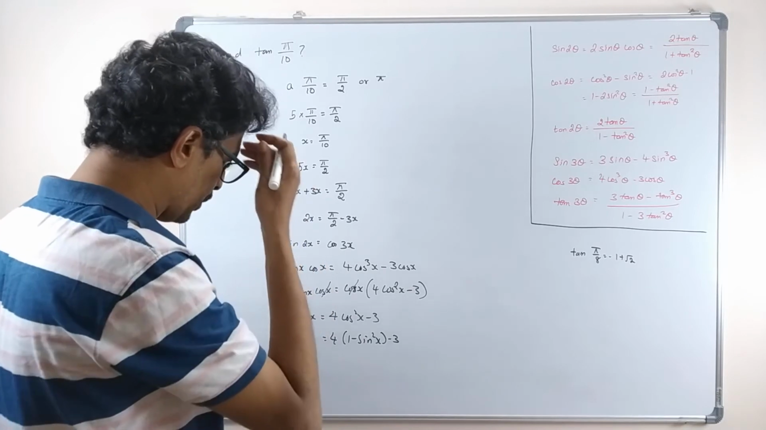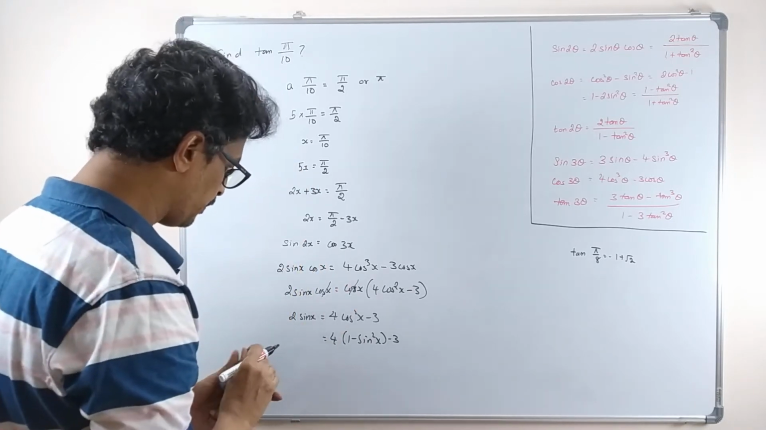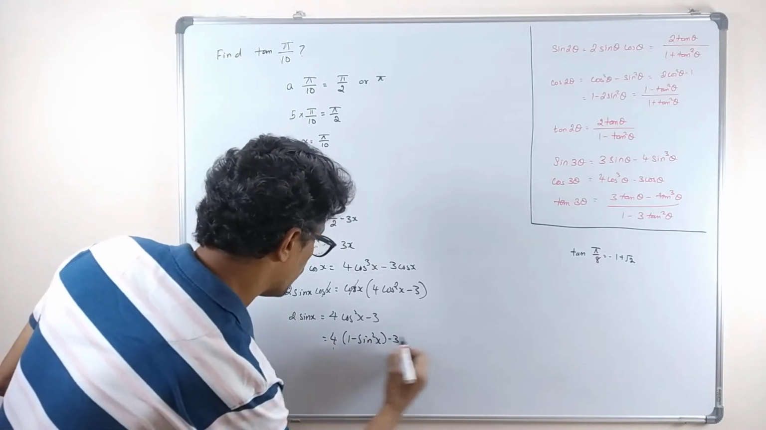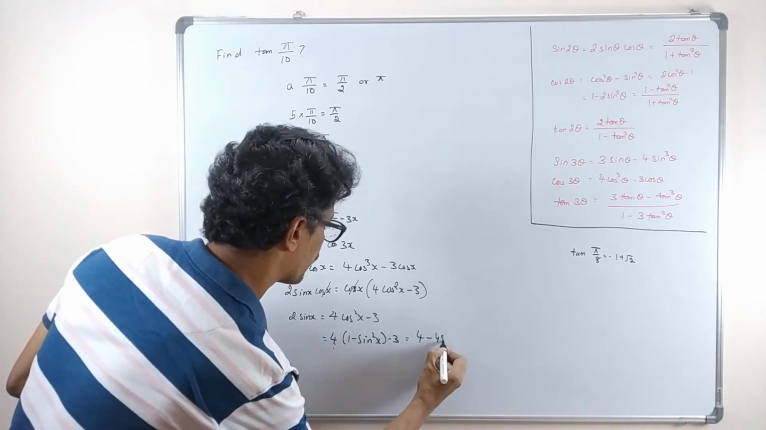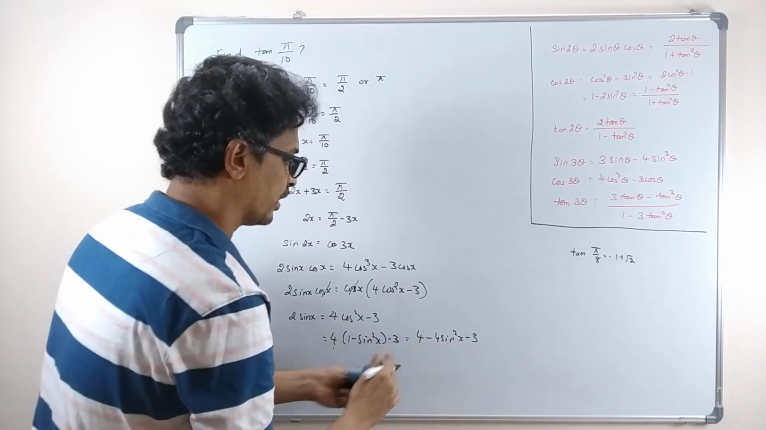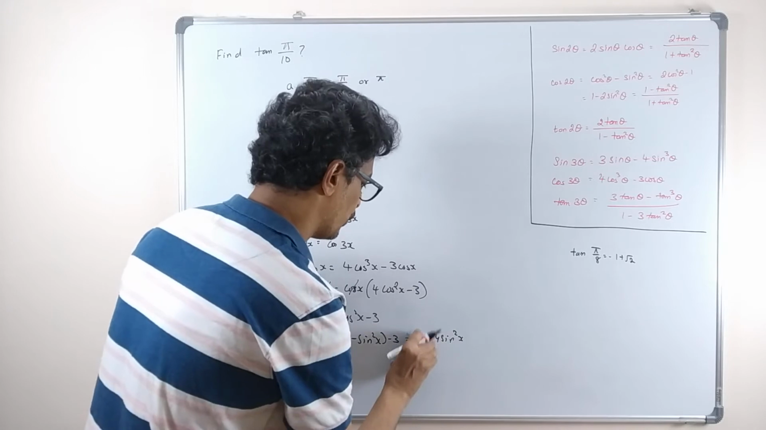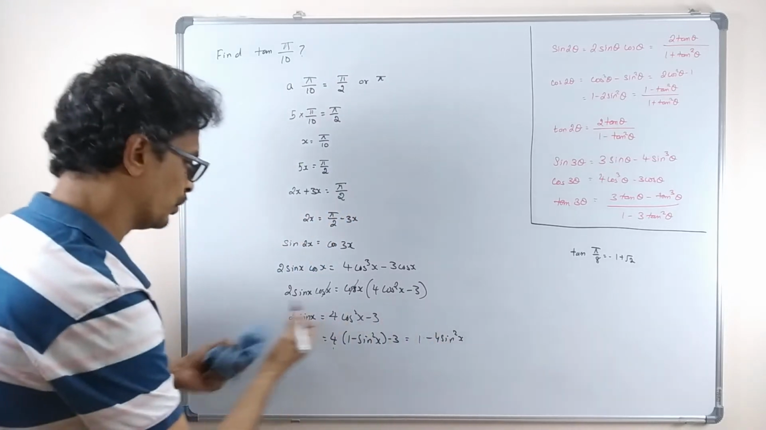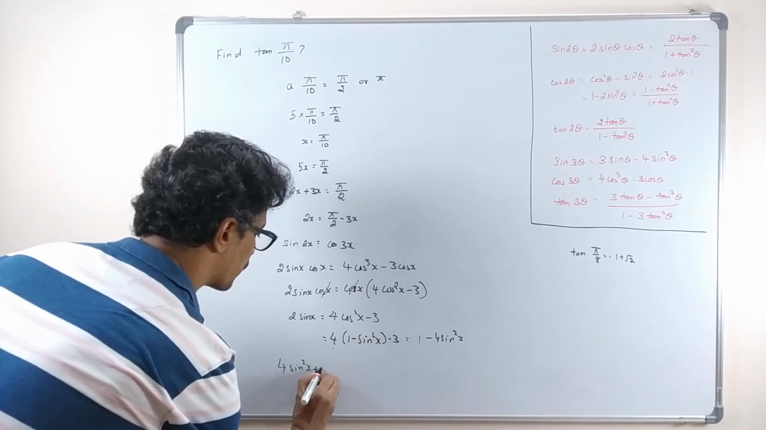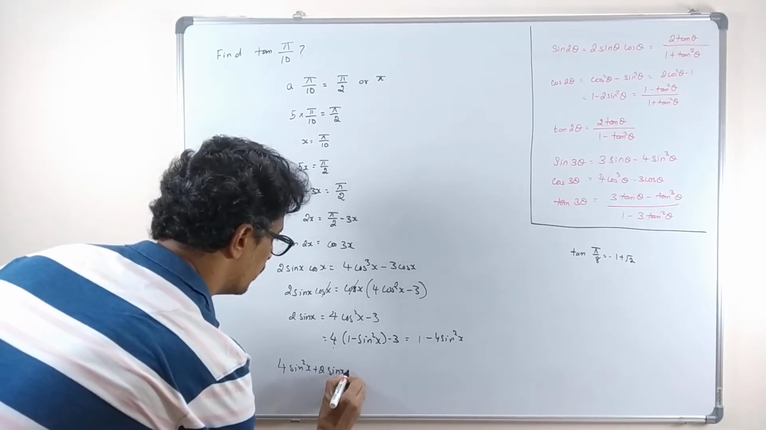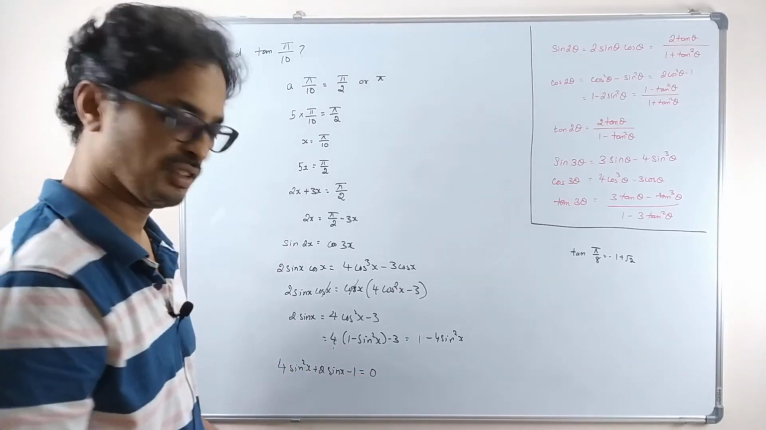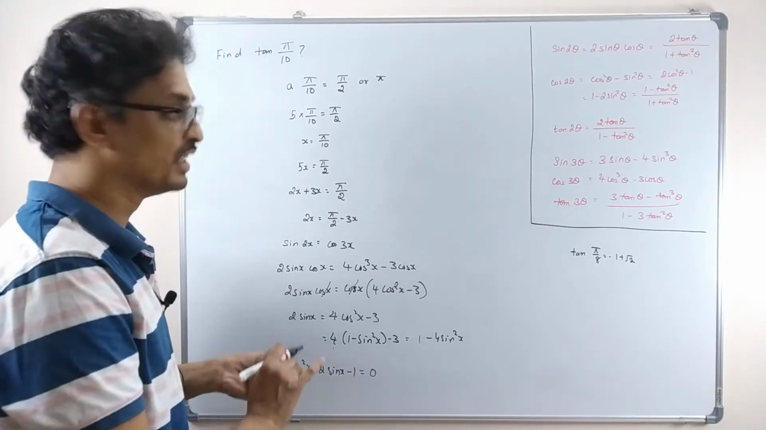And what will it be? Tell me. If I take this side here, this will be 4 minus 4 sine square x minus 3. So minus 3 and 4 will make it 1. Correct? And if I take the whole thing to one side, 4 sine square x plus 2 sine x minus 1 equal to 0. This is a quadratic equation. Now you can solve it and find out sine x.